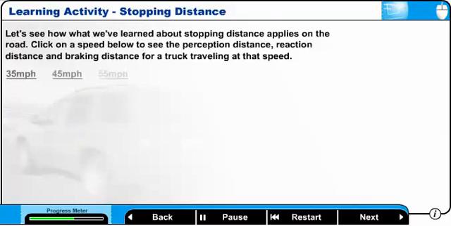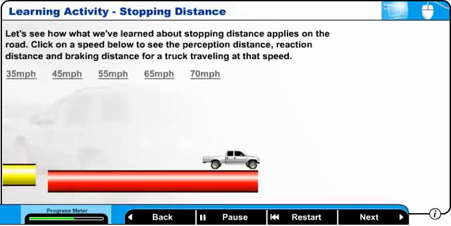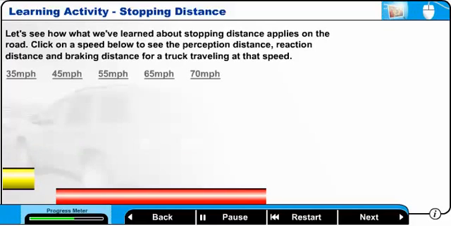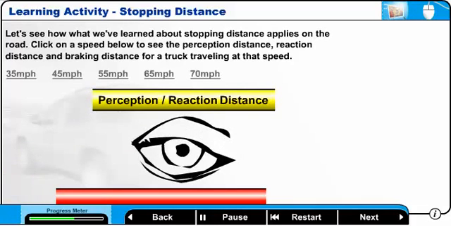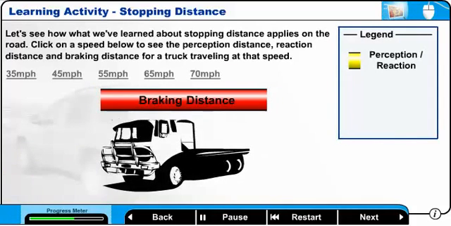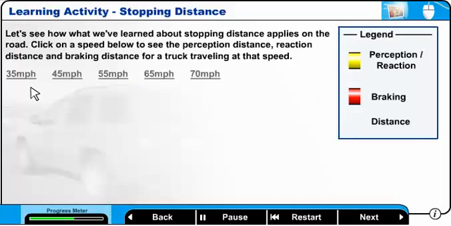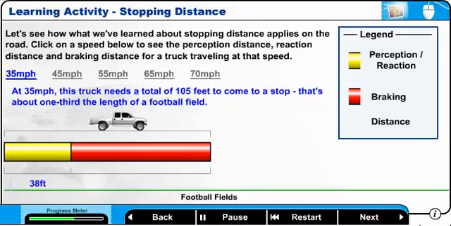Let's see how what we've learned about stopping distance applies on the road. Click on a speed below to see the perception reaction distance and braking distance for a truck traveling at that speed. At 35 miles per hour, this truck needs a total of 105 feet to come to a stop. That's about 1/3 the length of a football field.